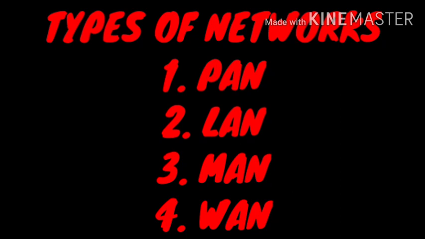And second one is LAN, that is local area network. The interconnection of computers inside a small office or school or a small business venture is known as local area network. And third one is metropolitan area network, that is the interconnection of computers around a city, which covers a city. And fourth one is wide area network, that is the interconnection of computers which covers all over the world. Internet is a typical example of wide area network.